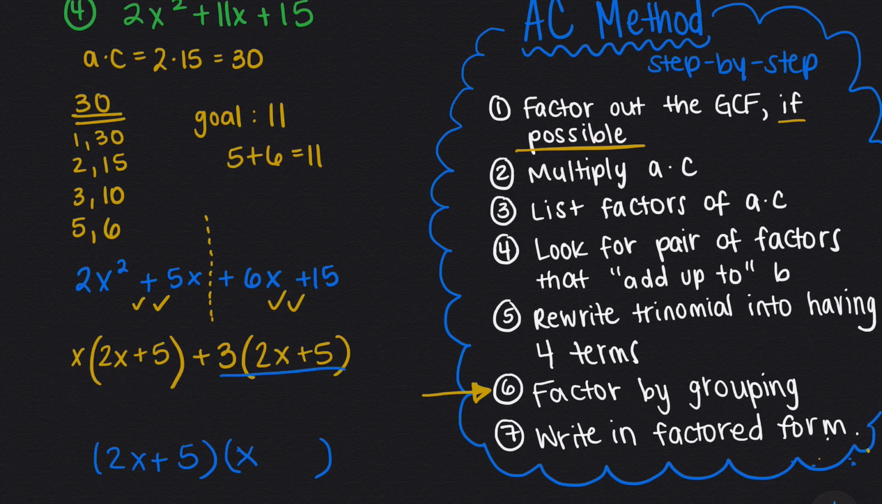And from the second term, if we pull out the 2x plus 5, we're left with a positive 3. Remember to bring down the sign, so we write down plus 3. And this is our final answer in factored form.